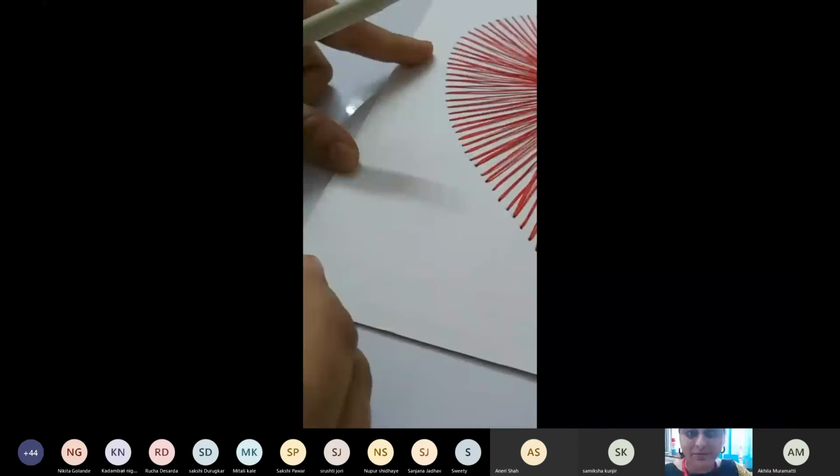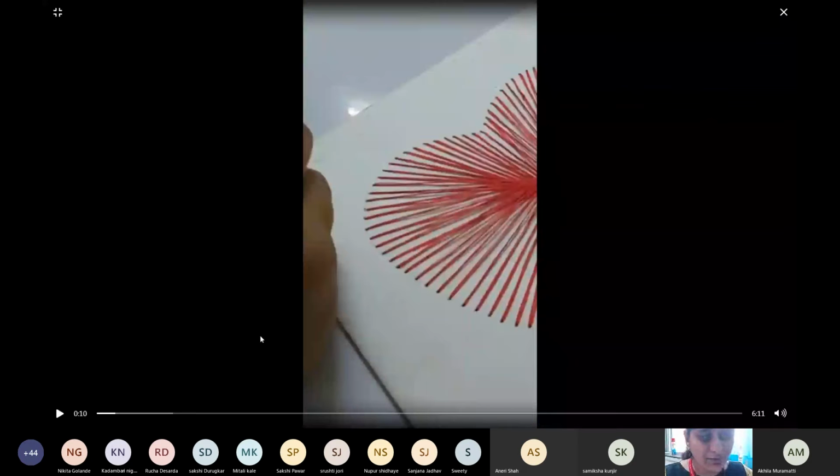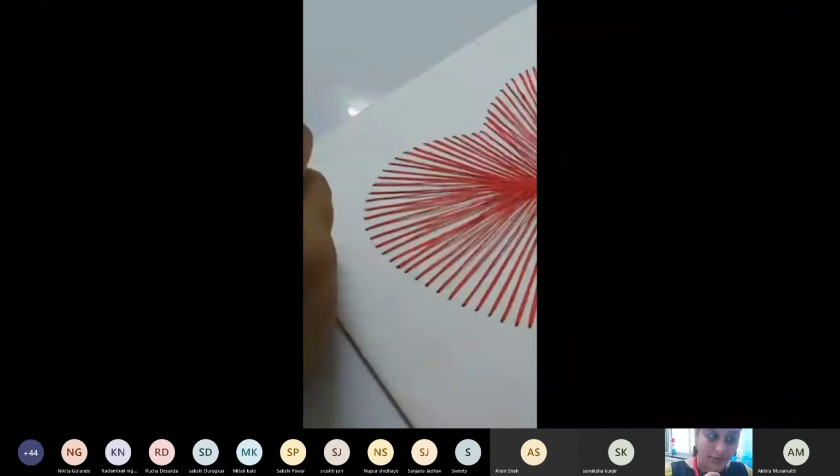So here's a handmade greeting card, and I have done a string art on it. The string art basically has one single thread which emerges from one point, and you can cover the entire motif with it. So that's the string art that I have made over here.